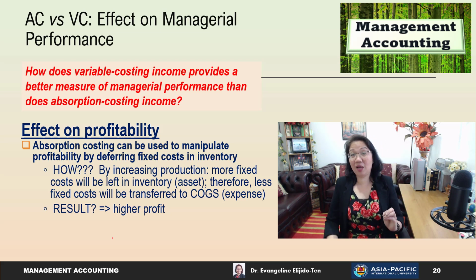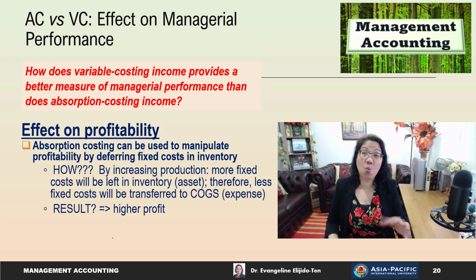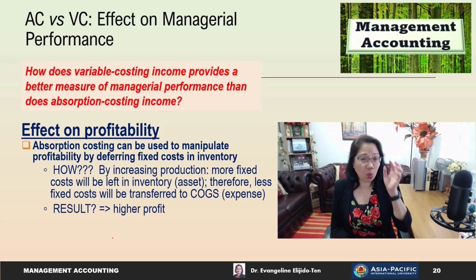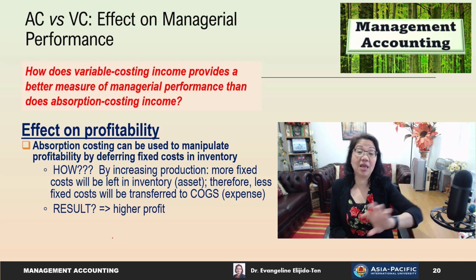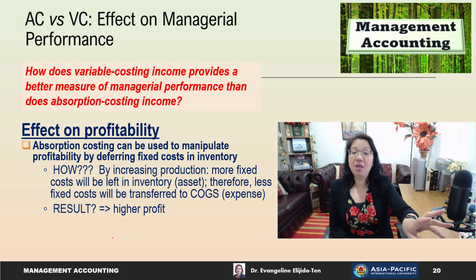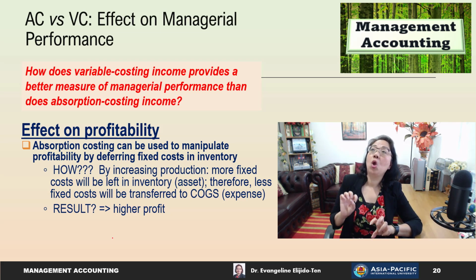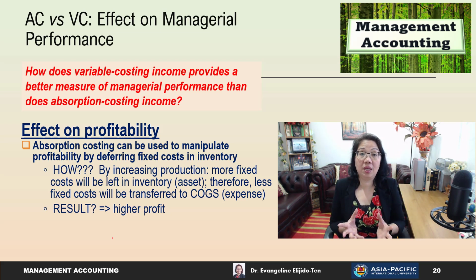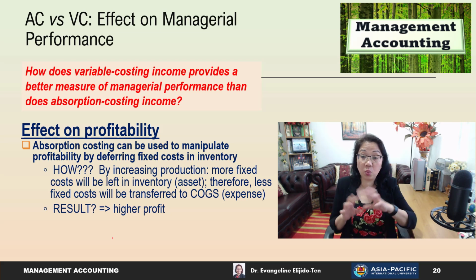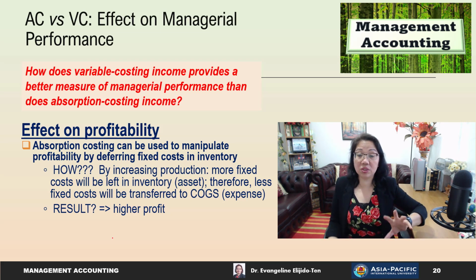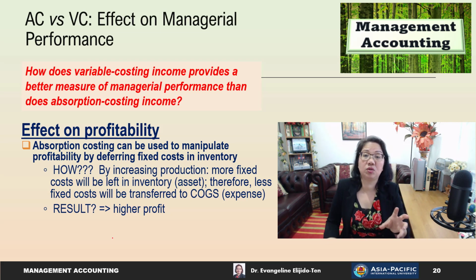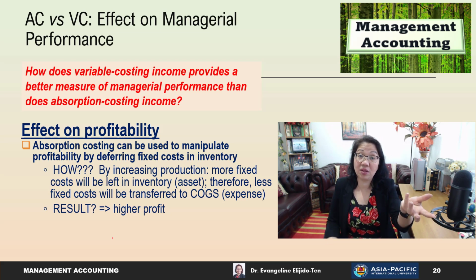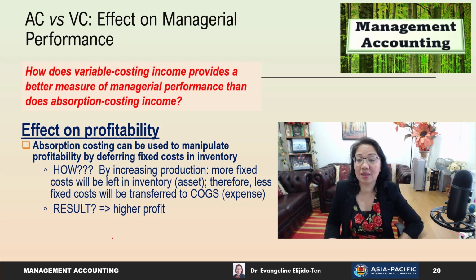Because when we use absorption costing, which is the one required by accounting standards for financial reporting purposes, we are deferring fixed costs in an asset account, in the inventory. Whereas under variable costing, we are expensing all the fixed cost, whether it is manufacturing or non-manufacturing. In absorption costing, part of the fixed manufacturing overhead is capitalized in the inventory. It's counted as an asset. All right.